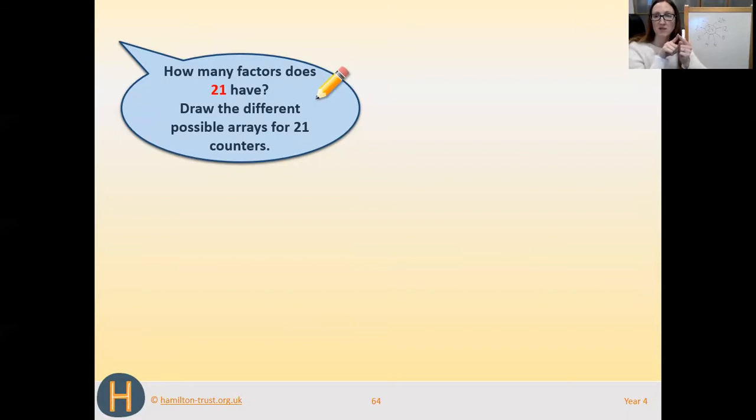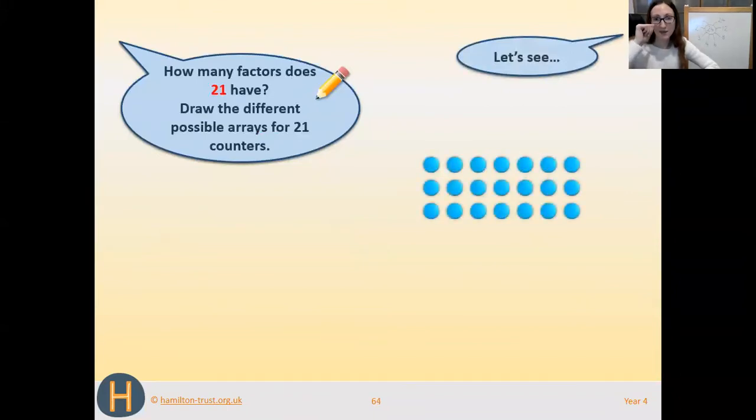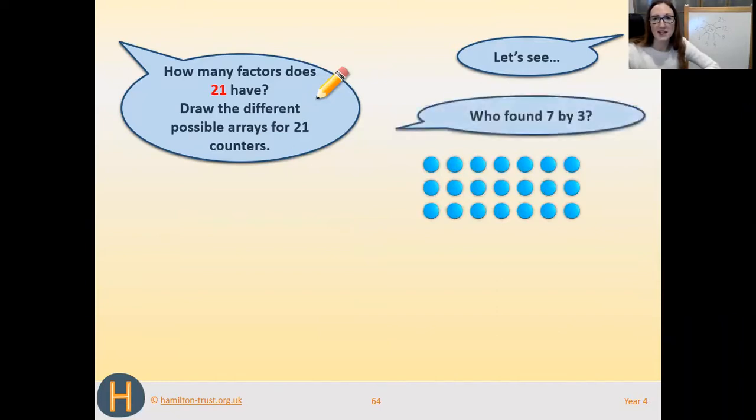So with our array for 24, there was 6 rows of 4 counters, or 4 counters multiplied by 6. So have a think for 21. Pause the video now and see if you can draw out the arrays. Okay, off you go. Right then, we've paused there for a minute and you've had a go. Let's see, shall we?